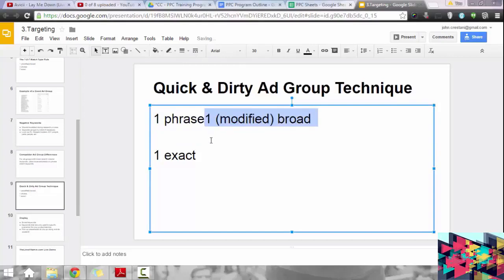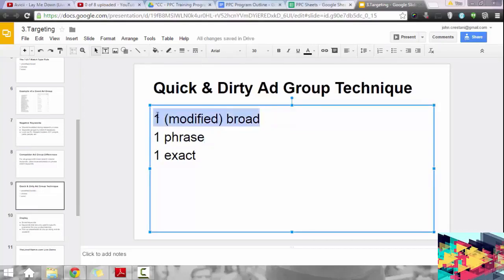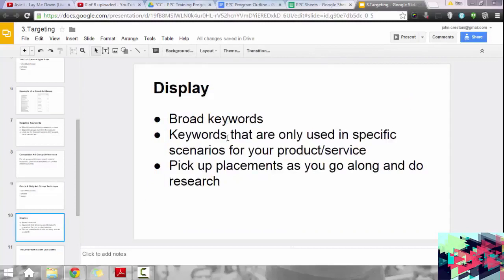I really just bring this up to demonstrate, if you just don't have a lot of time, the most important thing is knowing this modified broad is getting really good keywords to use, as your modified broad is really the key for everything.